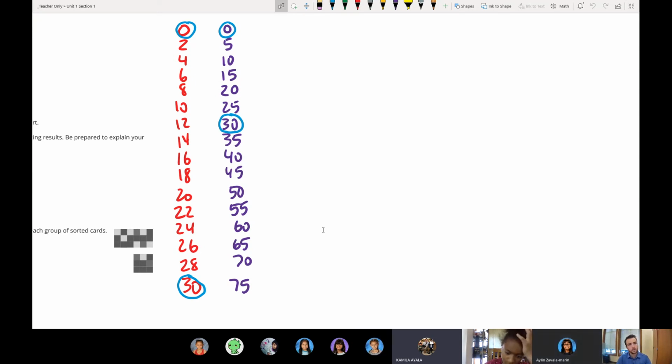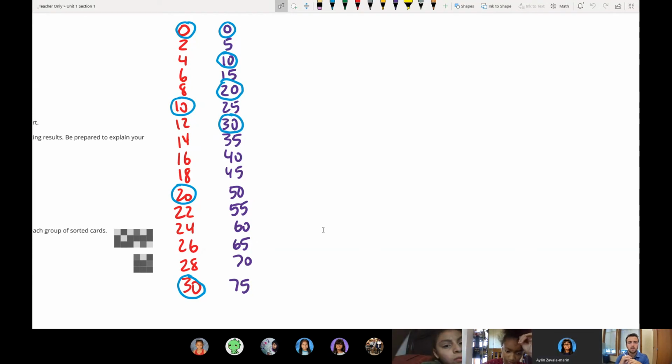Okay, are there any other ones that are the same? 10 and 10. You say 20 and 10? Yeah, so they share a few numbers then. They share 0, 10, 20, 30.